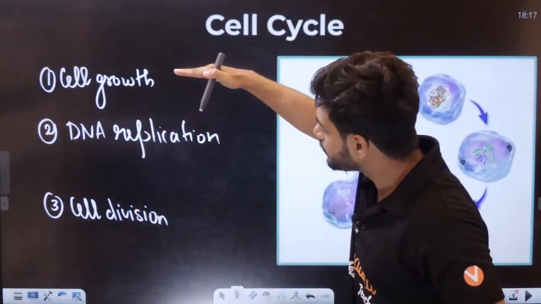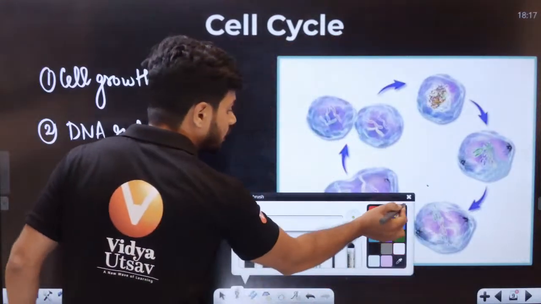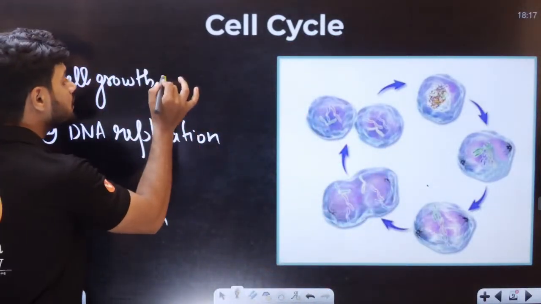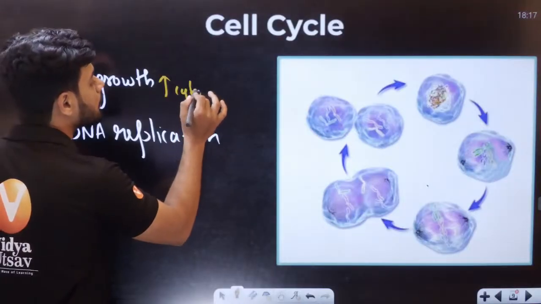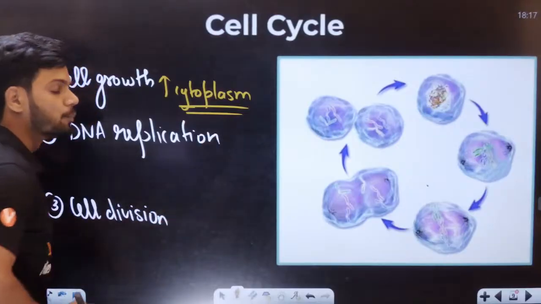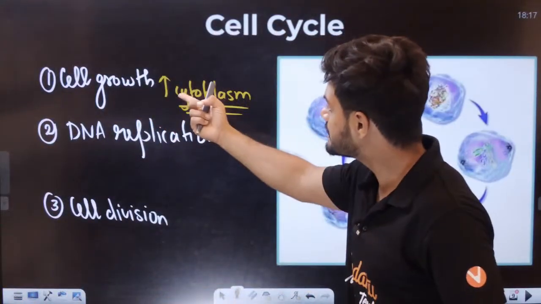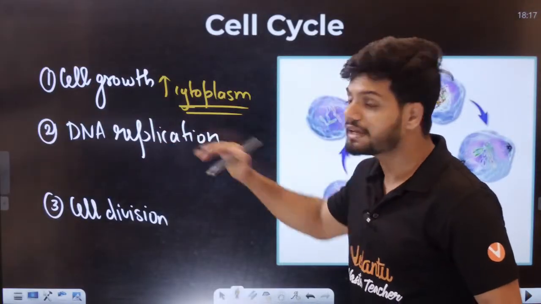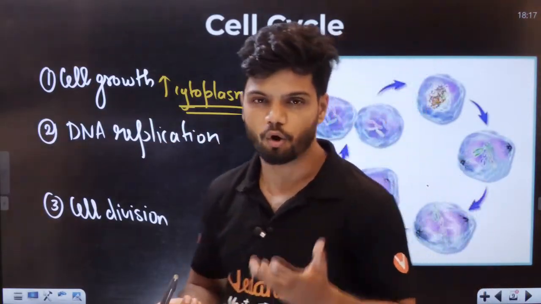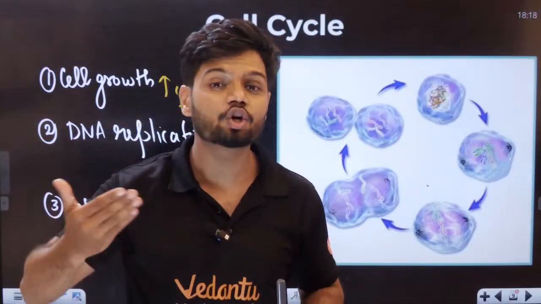The first part is called cell growth, where the cell is growing. When I say growth, I mean an increase in cytoplasm. There is an increase in the cytoplasm happening here in cell growth. Now DNA replication, what do you mean by DNA replication? All of you learned about DNA replication, right? It is the increase in DNA content.